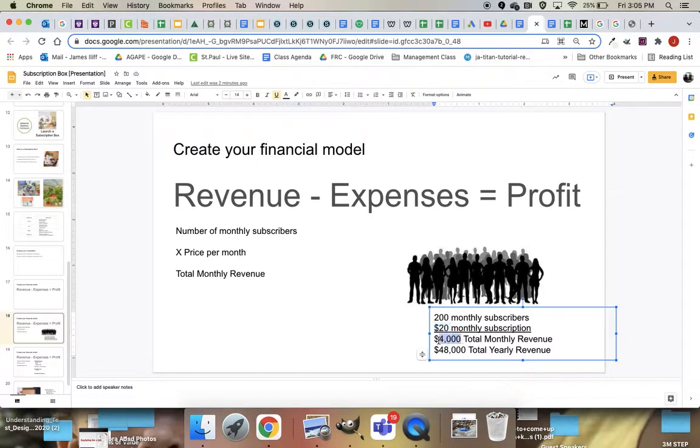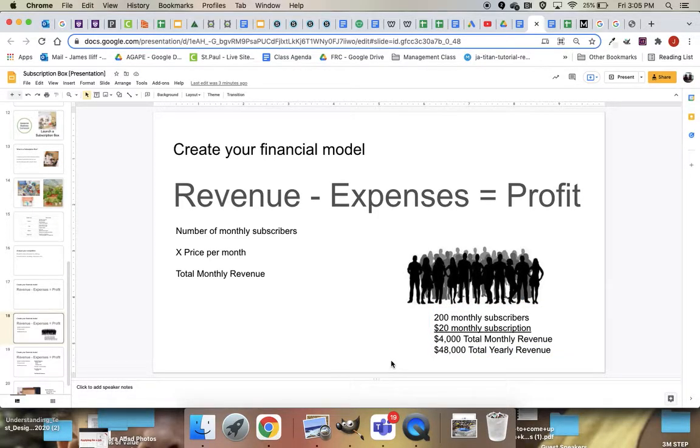That is $4,000 total monthly revenue. So every month your company is bringing in $4,000 off of these 200 subscribers. Now, if you times that by 12, so 4,000 times 12, that gets you almost $50,000 in total yearly revenue. Total yearly revenue. That's the amount of money your company is bringing in yearly. That's exciting. All right, so that is revenue, but that revenue is not profit. We have something in the middle here called expenses. Let's go check that out.